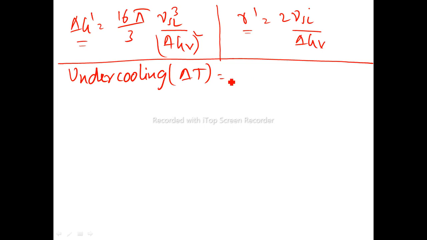Okay, so in the previous slide we got this expression, delta GV is equal to latent heat into delta T divided by Tm. This is from the previous slide.